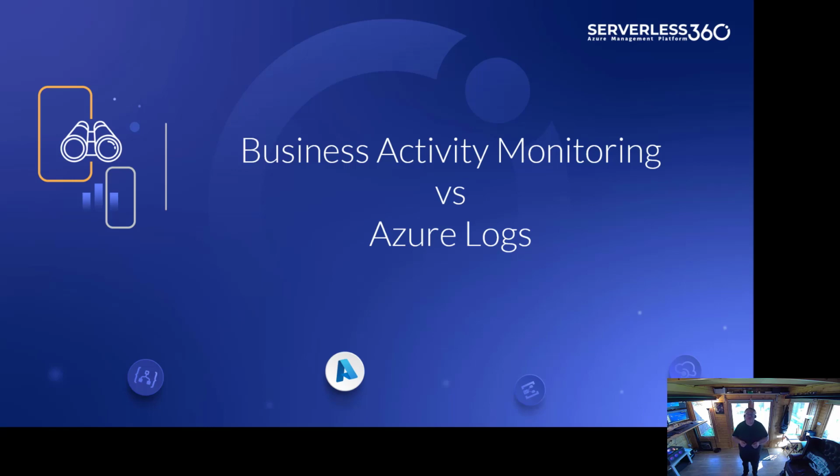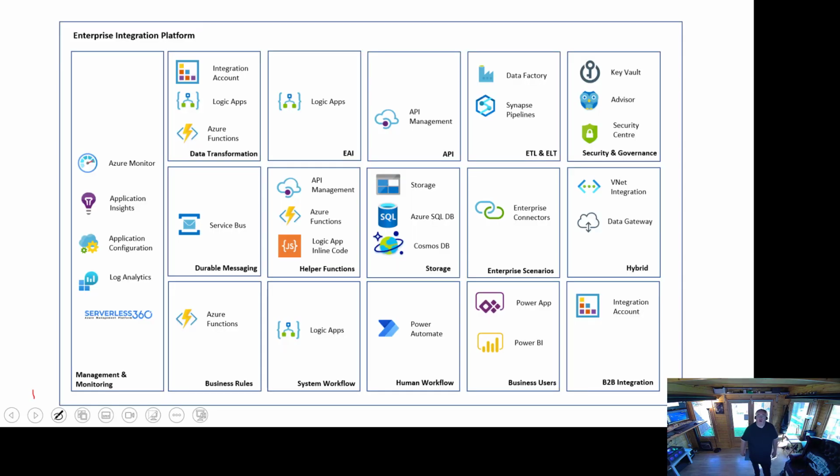Today in this video we're going to take a look at Serverless 360 and a comparison of business activity monitoring and Azure logs. We're going to be looking at our enterprise integration platform today, and the area we're going to be looking at is over in the monitoring area. So we're going to look at Serverless 360, log analytics, and this is part of the bigger suite, so it also includes Azure Monitor and Application Insights. But we're going to be looking at a Logic Apps solution today, and how we can use both BAM and log analytics, and how Serverless 360 can help you regardless of which approach you're taking.